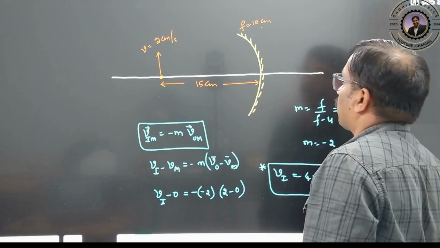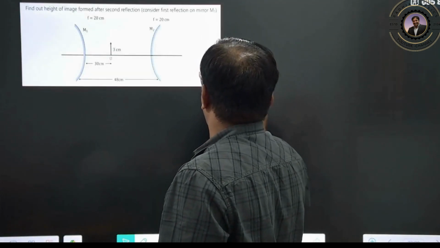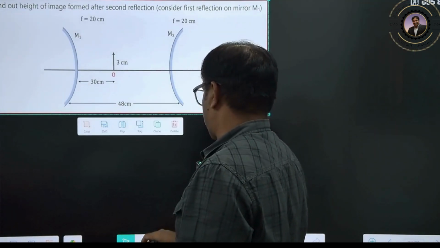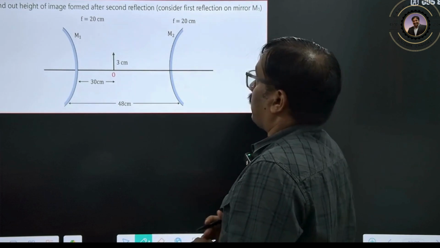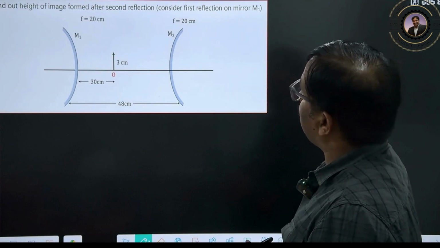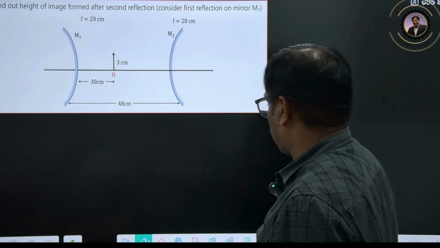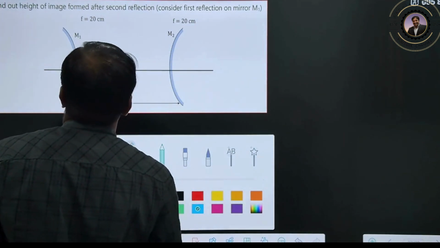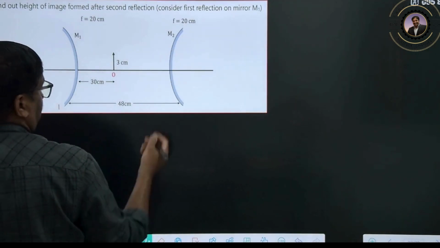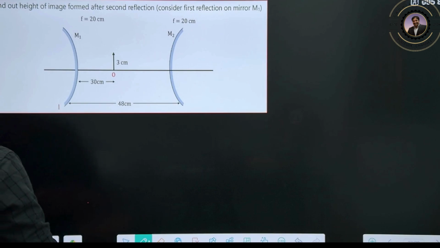Now we will go for some more questions. Find out the height of the image formed after second reflection. Consider first reflection on mirror 1. Here is mirror 1, this is one mirror, and this is your second mirror. So what will happen now? Image formed after second reflection.